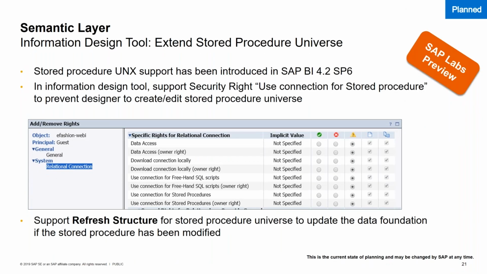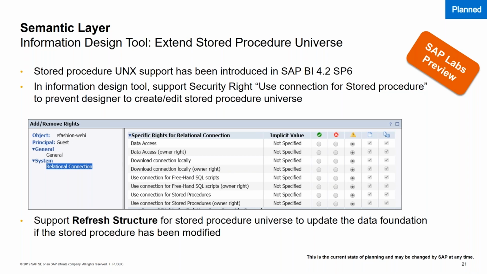Another one is to extend the usage of stored procedures in the UNX SAP universe. We can use stored procedures in universes since Feature Pack 2 Service Pack 6. Another enhancement has been implemented to extend the stored procedures universe capability. In Feature Pack 2 Service Pack 7, you can control who is allowed to use stored procedures in IDT by granting a relational connection security right. So this is a first improvement.